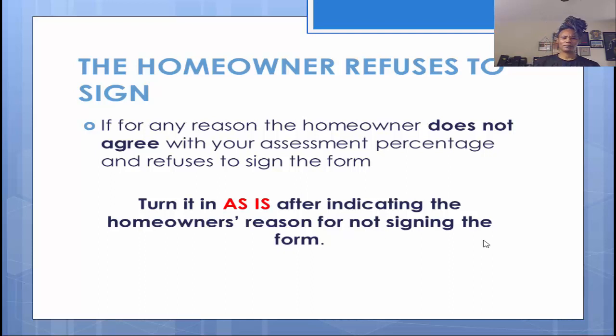Now, if for any reason the homeowner or a contractor or whatever refuses to sign because they don't agree with your assessment percentage, and there's nothing that you can do, don't argue with them. Just let them know that you're going to turn it in as is, but you also want to indicate the reason why the homeowner did not sign the form. Down where the homeowner signature is, you can put homeowner refused to sign, and you can sign your name in the other section where it tells you to sign your name.